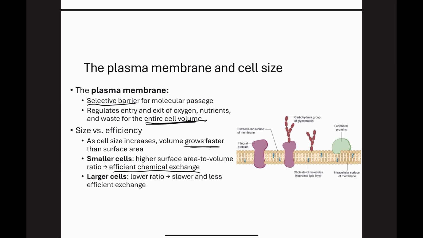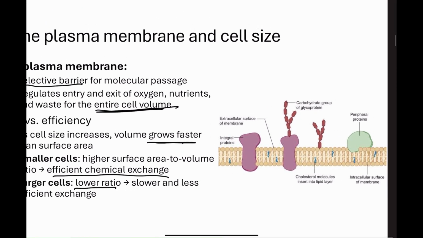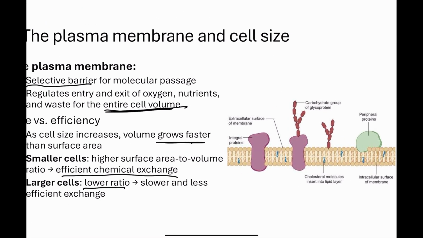But when we have larger cells, there's going to be a lower ratio of surface area to volume. And that's going to cause slower and less efficient exchange. When we're looking at this figure, it's showing us a small and simplified snippet of what the plasma membrane is like. It's a phospholipid bilayer that contains important proteins like peripheral proteins and integral proteins that allow for the passage of important molecules through the membrane for proper function.